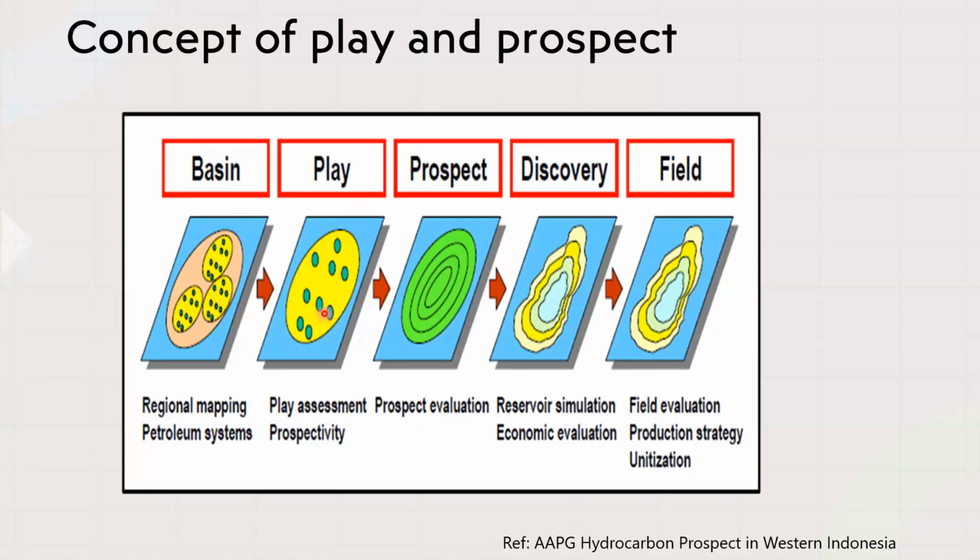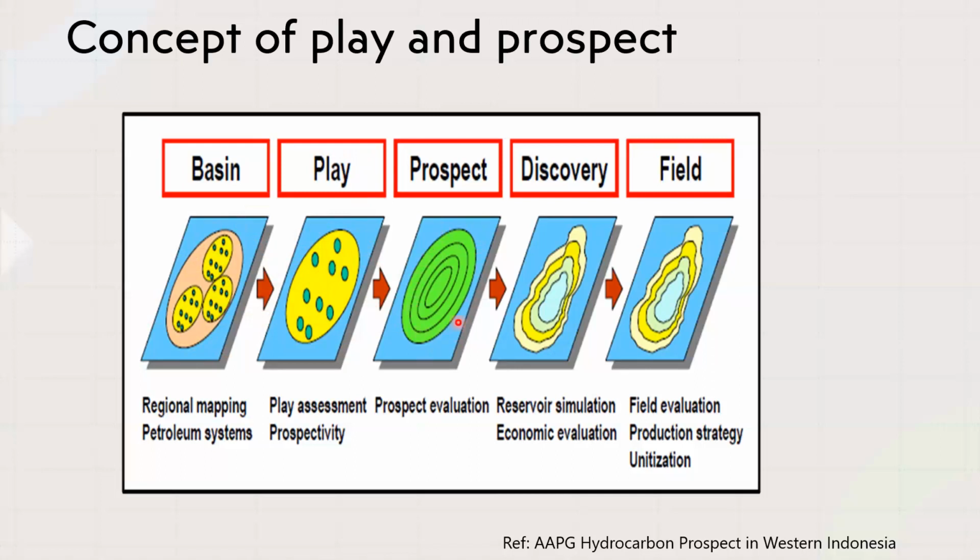Let's say if you have a big field, not field, maybe North Sea, let's say. In the North Sea there is a basin, and in that basin, we can have multiple prospects. But let's say from that prospect, we come up with one play. Then from that play, we come up with the one prospect.